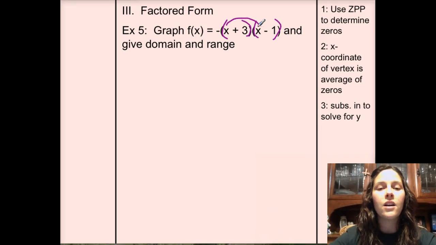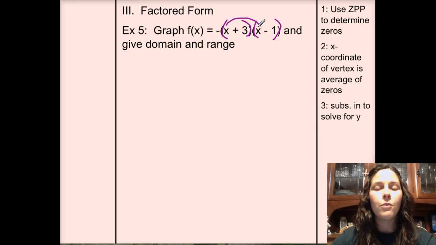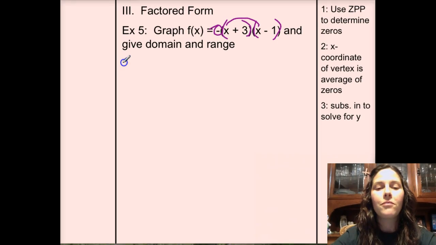It's not in the right-hand column, but we always want to identify if our graph opens up or down when we're looking at a quadratic function. In this case, we look at what's being multiplied outside the parentheses. If it's positive, it opens up. If it's negative, it opens down.